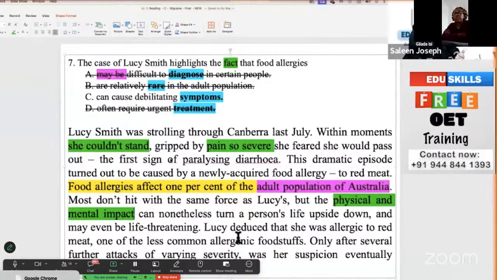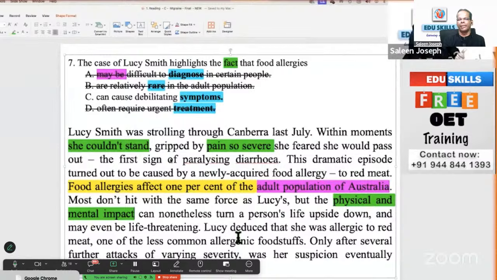Okay. But here they are not mentioning the name of the country. They are saying food allergies are relatively rare in the adult population anywhere in the world. But the text says adult population of Australia. Yeah. Adult population of India, adult population of Pakistan, adult population of England.